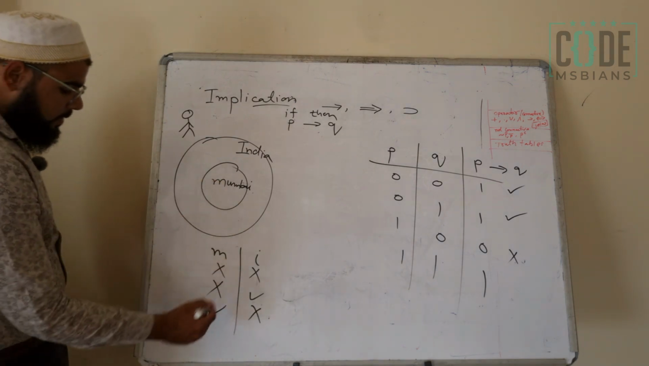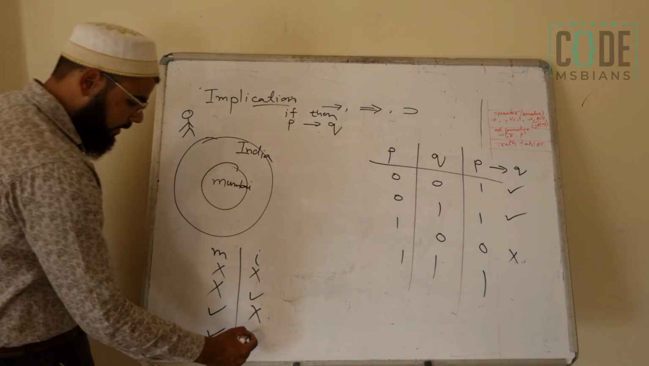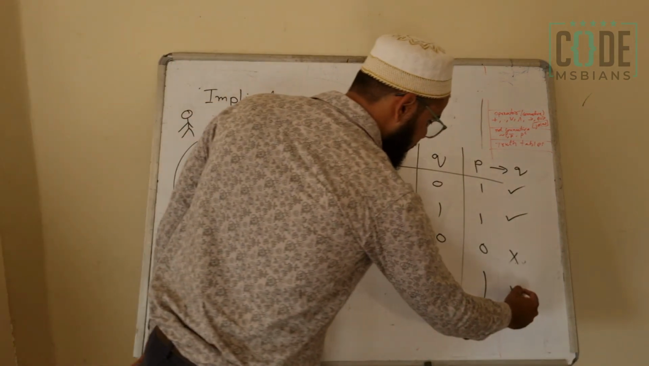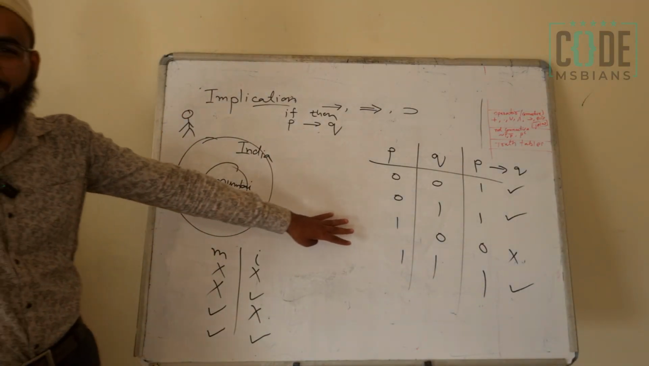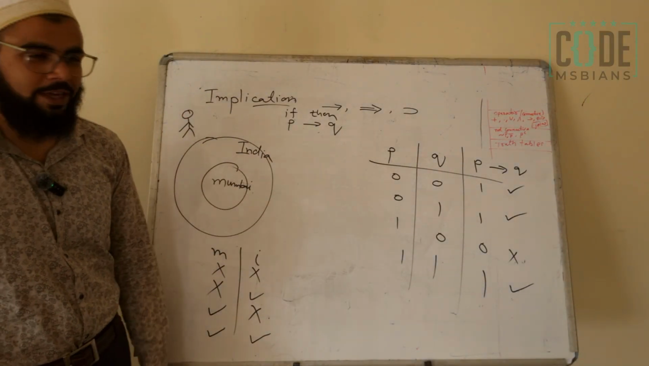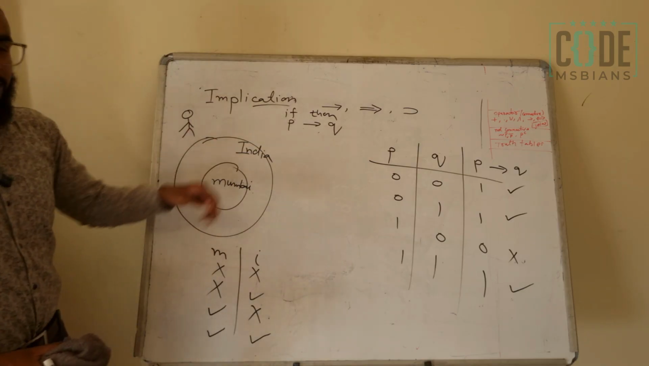Okay. So a person living in Mumbai, living in India, that is correct. If you draw this analogy in the exam also, you will never forget this concept. It is so simple. All right. So this is known as implication.